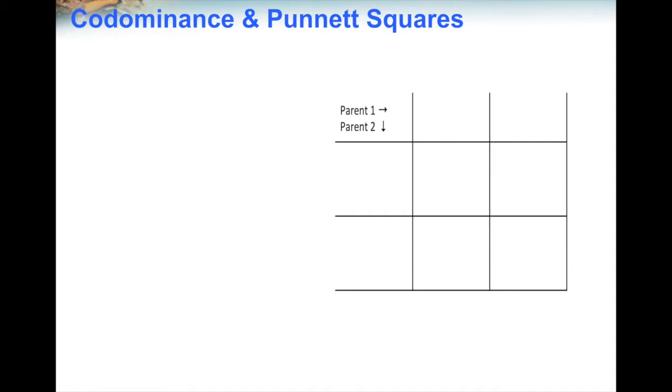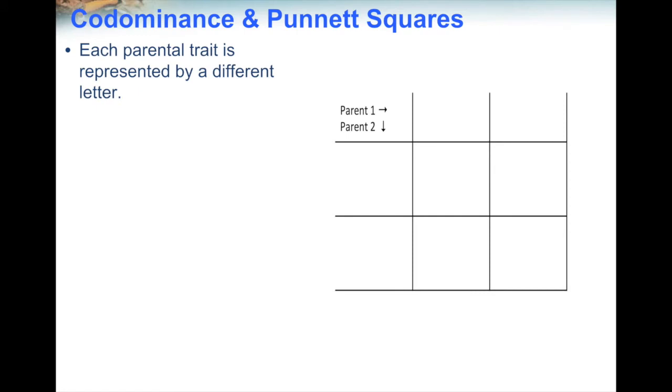So I'm going to show you how to set up a Punnett square with codominance word problems. And it's going to look very similar to how we set up incomplete dominance word problems. Each parent's trait is going to have its own allele or letter, and we're just going to capitalize all the letters, because remember, we're not going to have a dominant versus recessive, so let's just capitalize everything.